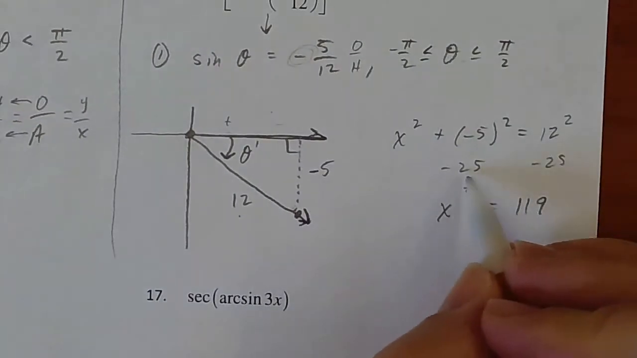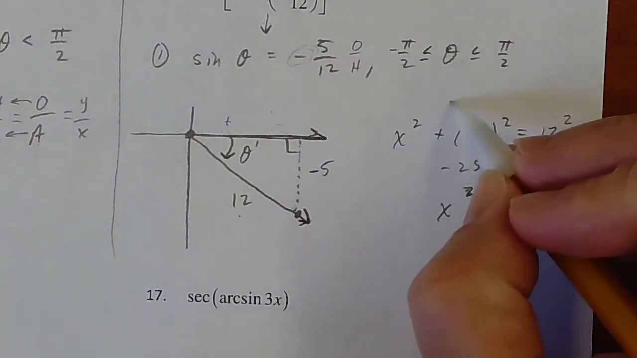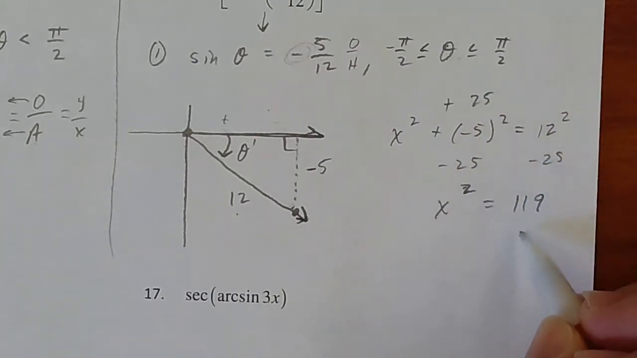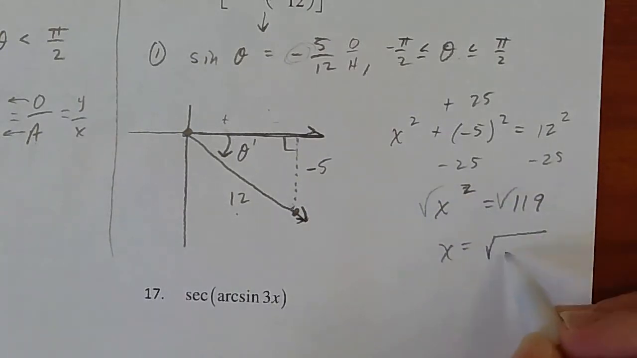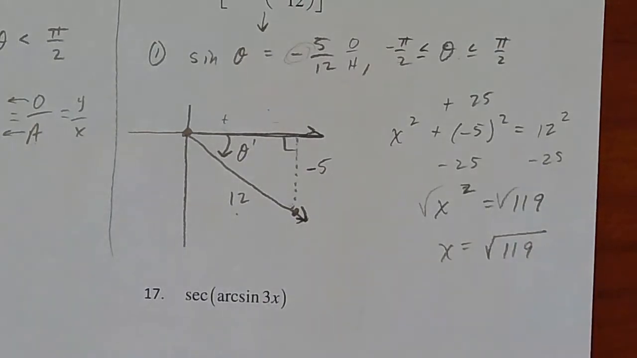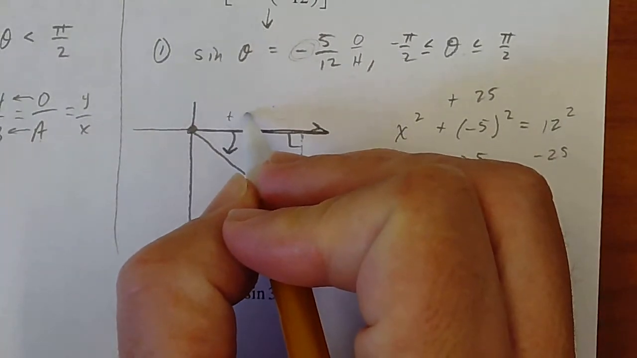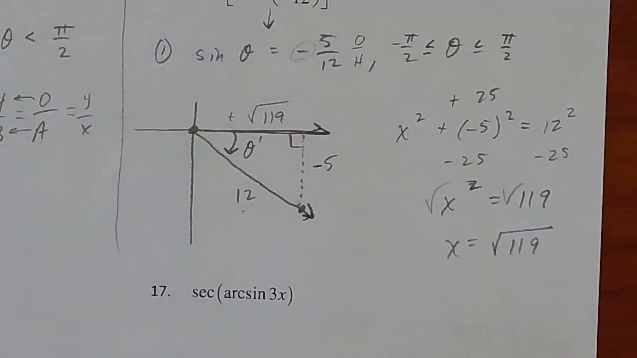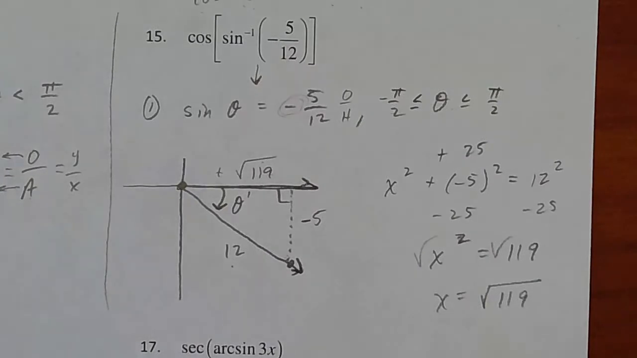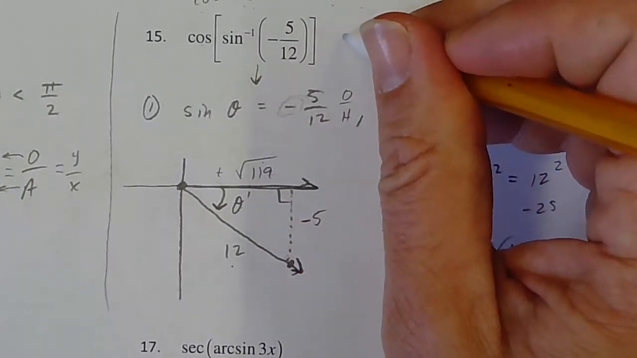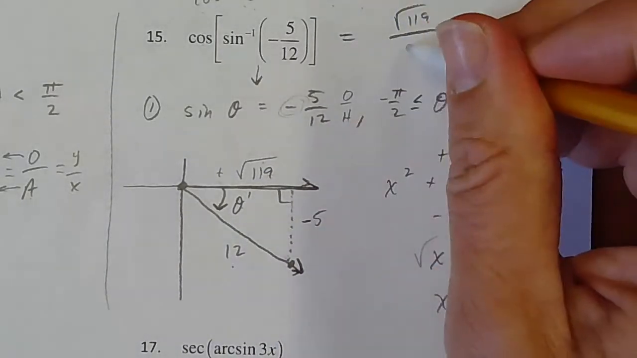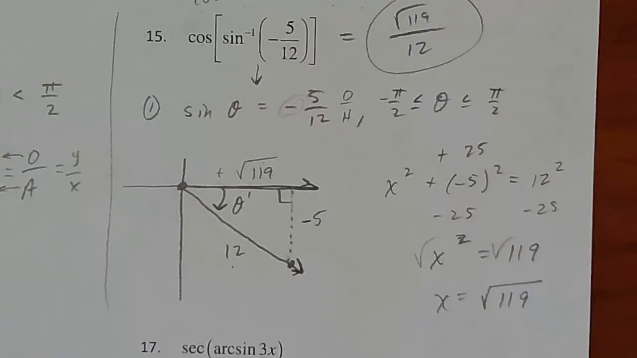Okay. I'm not making this a negative 25. You guys realize that, right? Negative 5 squared is positive 25, and then I'm subtracting that to the other side, of course. All right, so then we take the square root of both sides, and I don't think there's any square that goes into 119, so we'll just leave it like that. Leave it in radical form. Okay, so we get square root of 119 here, and now we can find the cosine. So cosine of this unknown angle theta is equal to square root of 119 divided by 12. That's the answer.